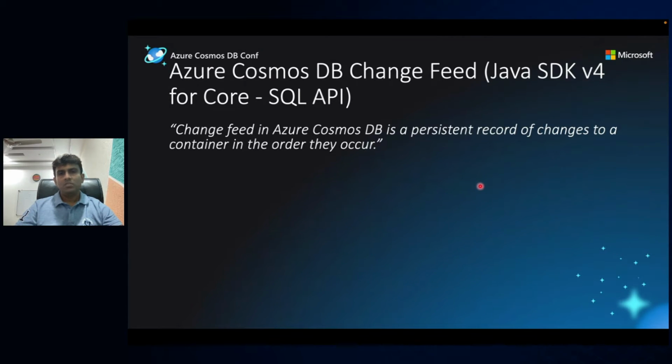So let's take a look at what exactly a change feed is in Cosmos DB. It's nothing but a persistent record of changes that are happening on the container, and it also preserves the order in which they occur. Basically, Azure Cosmos DB provides a nice SDK, the Java SDK version 4 for SQL API. Using this SDK, we could query the changes that are happening on the container in real time and consume them in our client application.